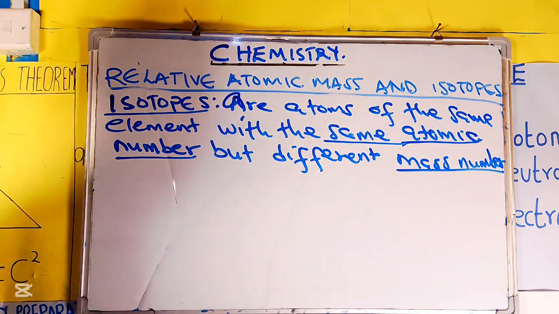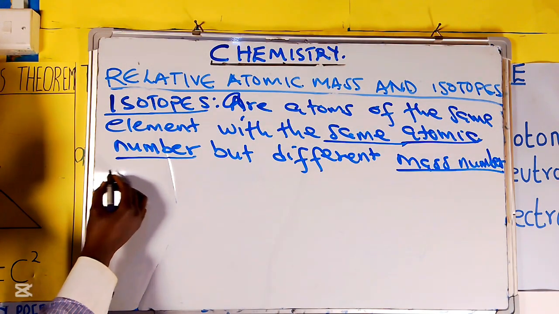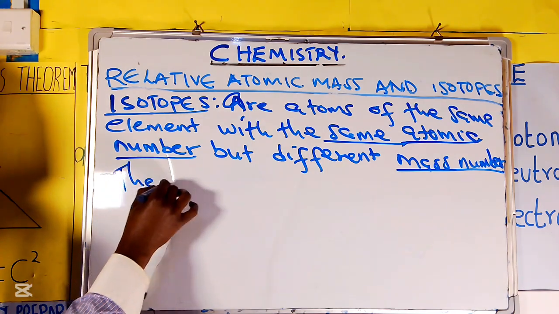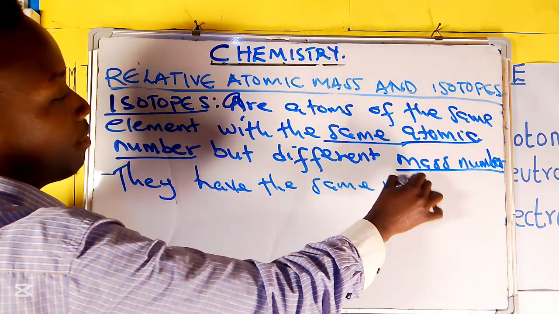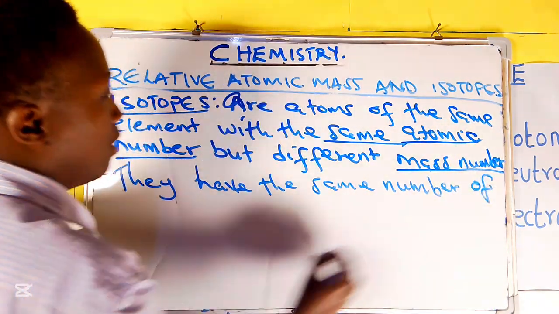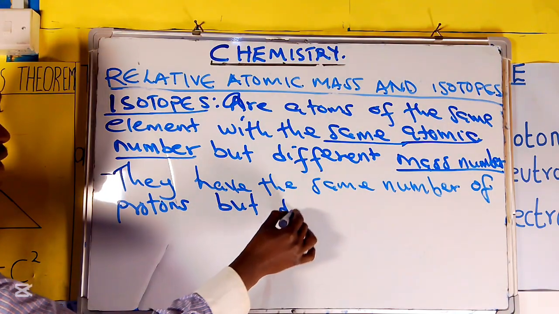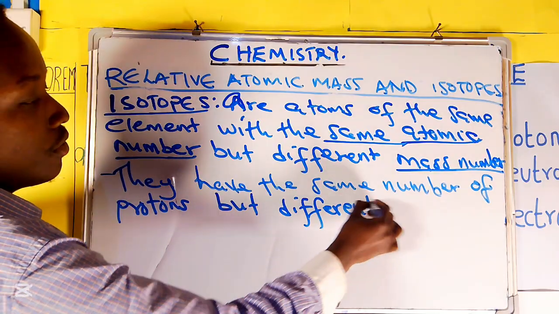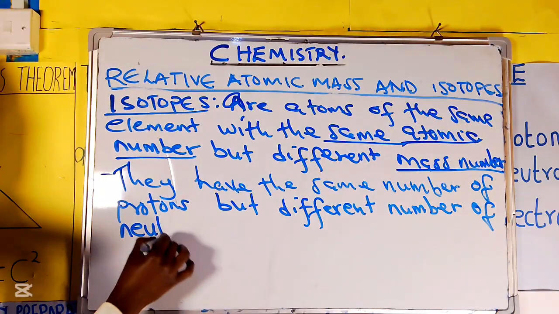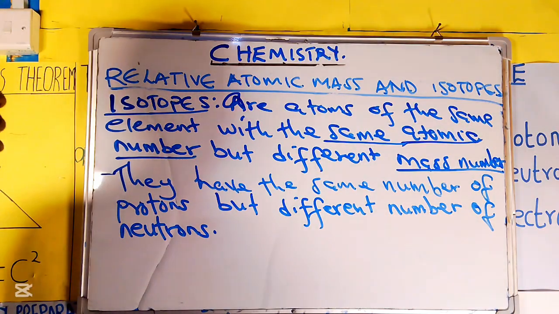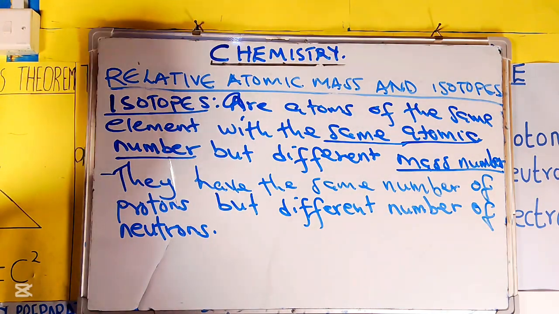It can also be defined as atoms of the same element, or they have the same number of protons but different number of neutrons. So they are also atoms of the same element with the same number of protons but different number of neutrons.